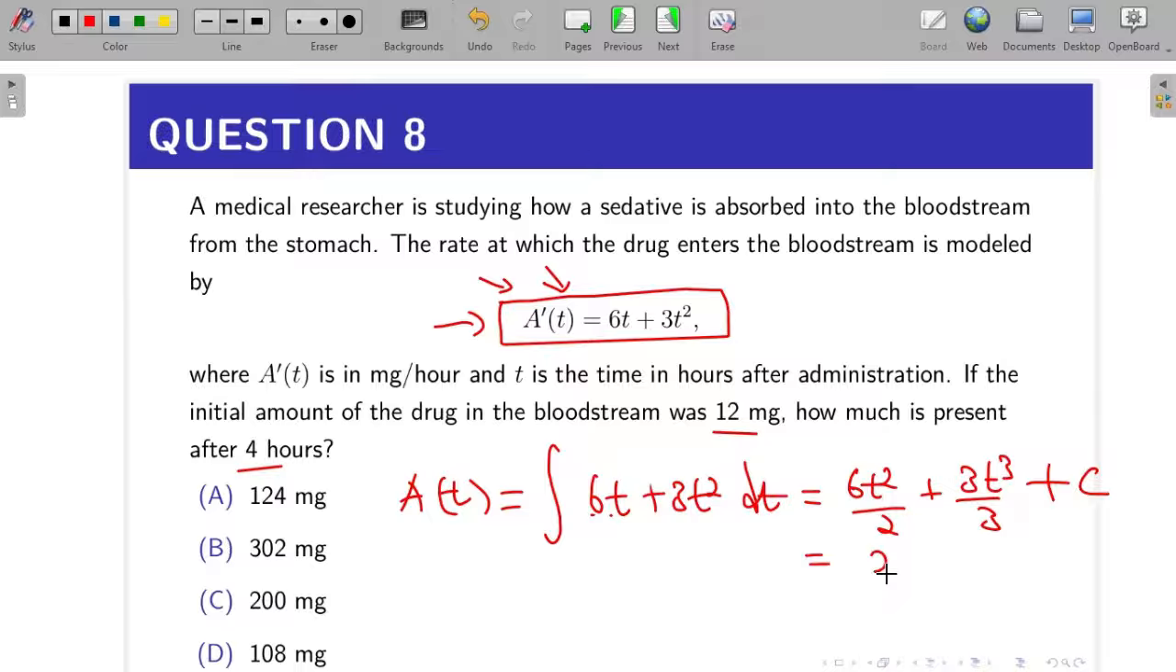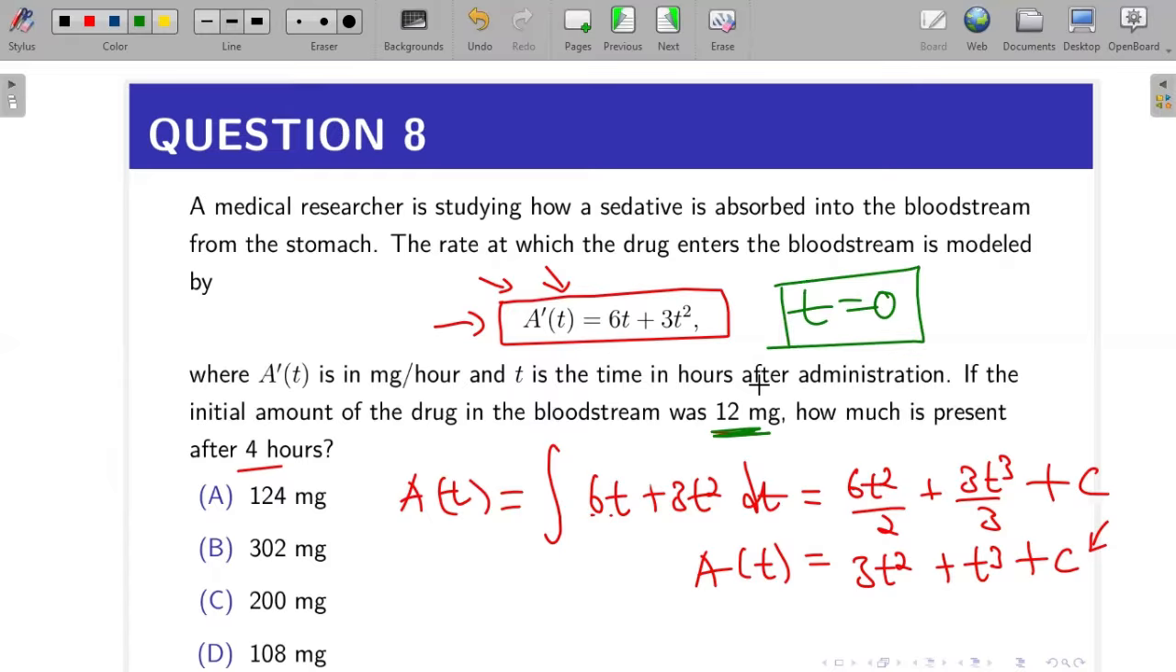So this one is just 3t squared plus, this is just t to the power 3 plus c. So this is my A(t). But now I need to find the value of c. Here I've been given the initial value. They're saying if the initial amount of the drug in the bloodstream was 12, meaning at time 0 the amount of the drug was 12. I can use that information to find this value of what?